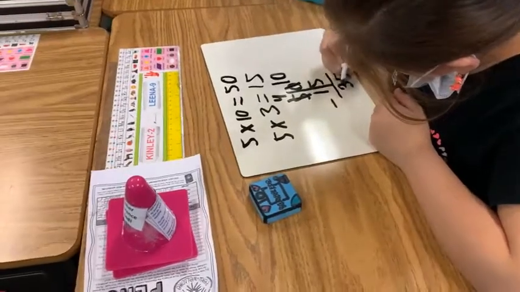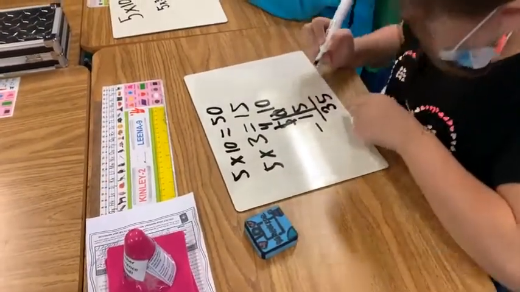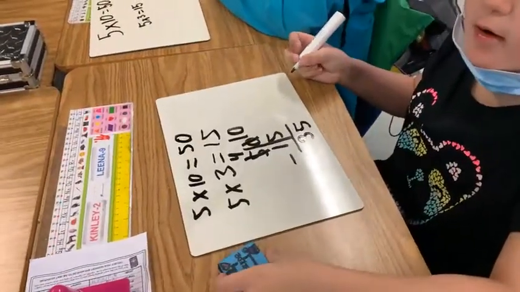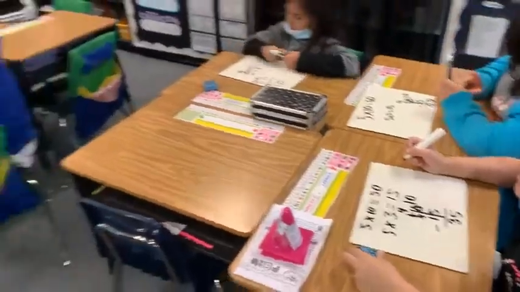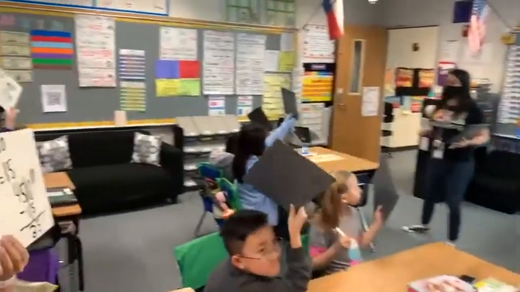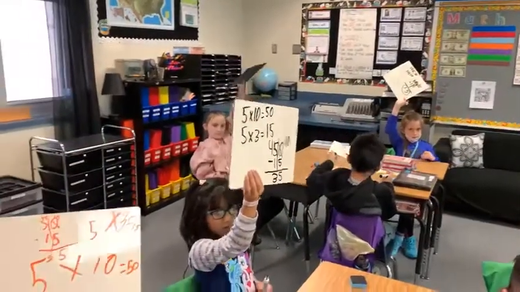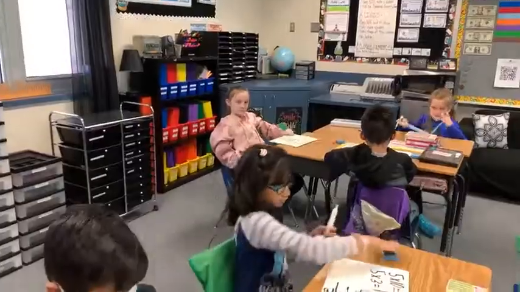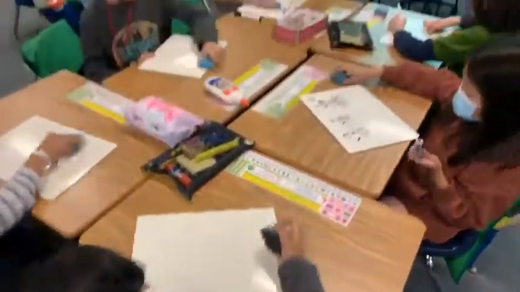Now, what does 35 represent in our equation here? There we go, bosses. All right, ready, set, show me what you got. Let me see. Beautiful, magical, and fantastic. All right, bosses, erase. All right, you ready for the next one? Yes. Okay, here we go.